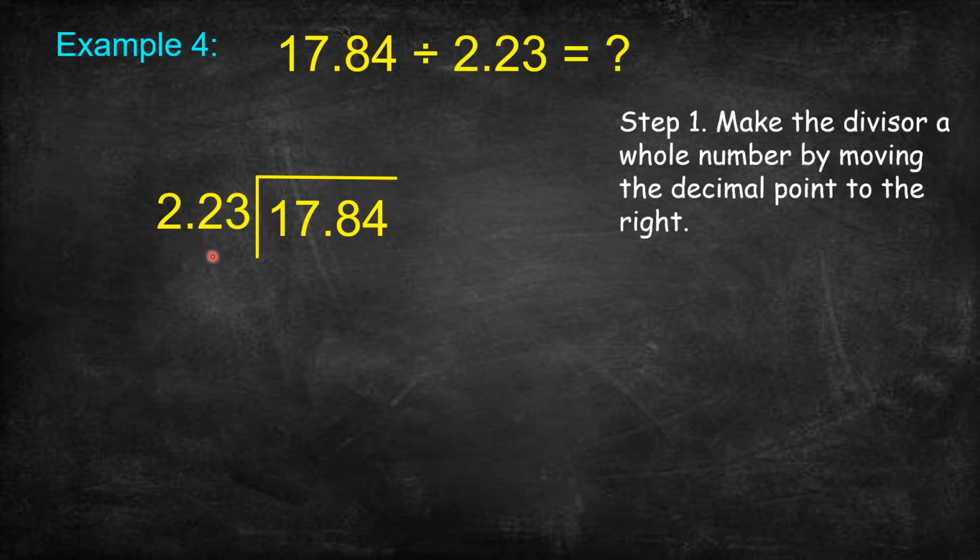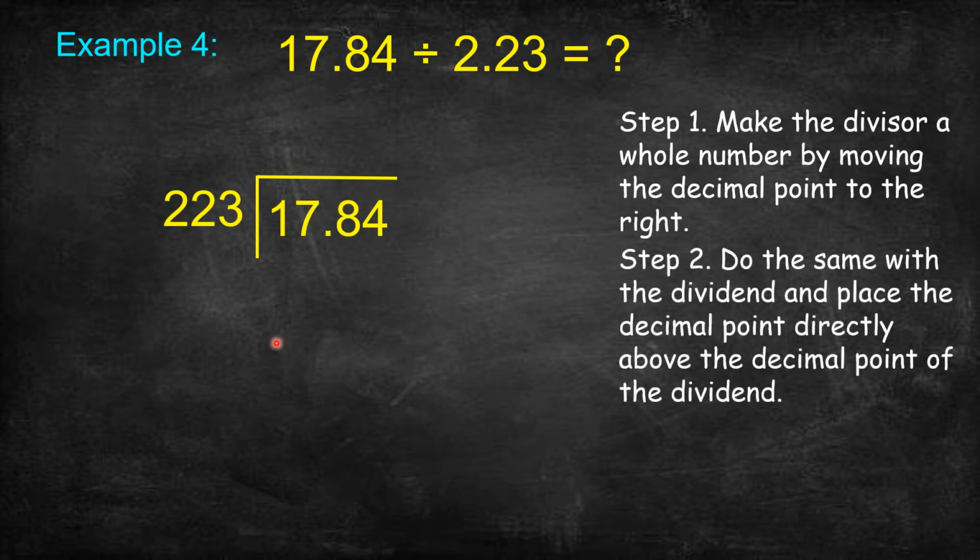So, i-move natin siya na 2 beses para malipat natin dun sa dulo yung ating decimal point at maging whole number siya. So, ngayon, this 2 and 23 hundredths, nang minove natin ng 2 beses papunta sa kanan, ay magiging 223 na as a whole number. And then, for our step number 2, do the same with the dividend. So, gagawin din natin. 2 beses tayo nag-move kay divisor. 2 beses din tayo mag-move kay dividend.